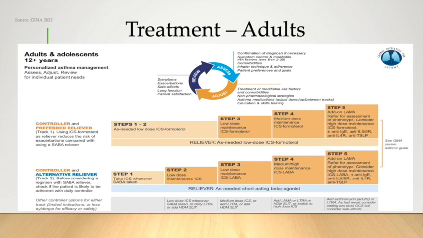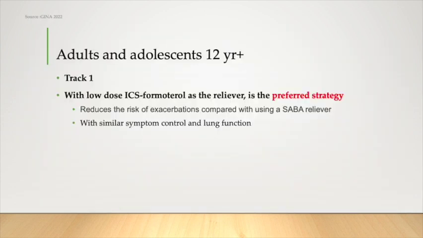So let's look at it in a glimpse, and then let's divide it and see what it says. When we are treating patients who are adults and adolescents above 12 years, there are 2 tracks which have been recommended, which were there also in the previous statement, track 1 and track 2. If I go back to this slide, you will see that there are 2 tracks that we can really look at.